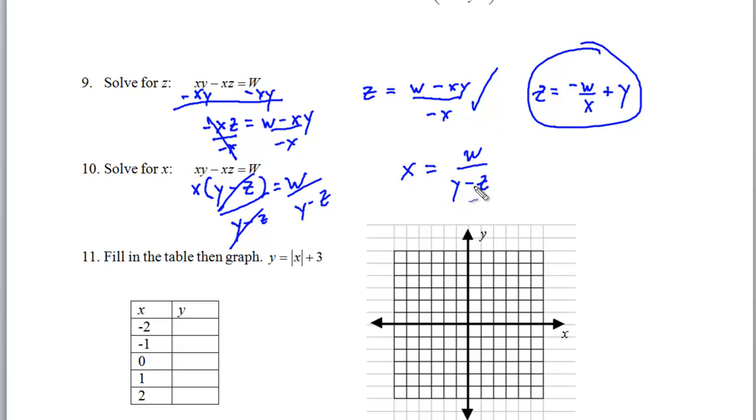This is a binomial in the denominator, so like the original problem above it, number 9, I could split that up because it was a monomial. You cannot split this up because that's illegal to do with a binomial.